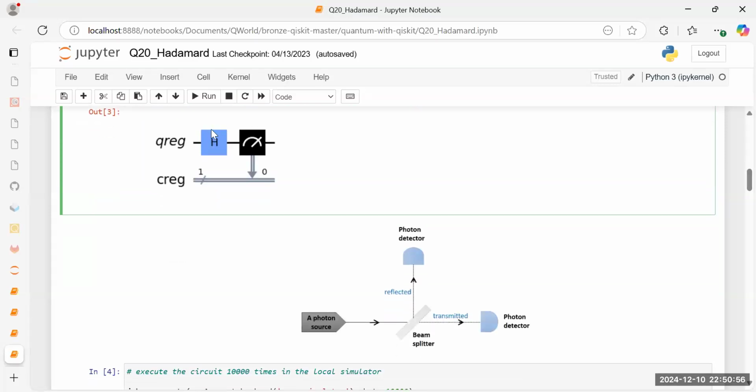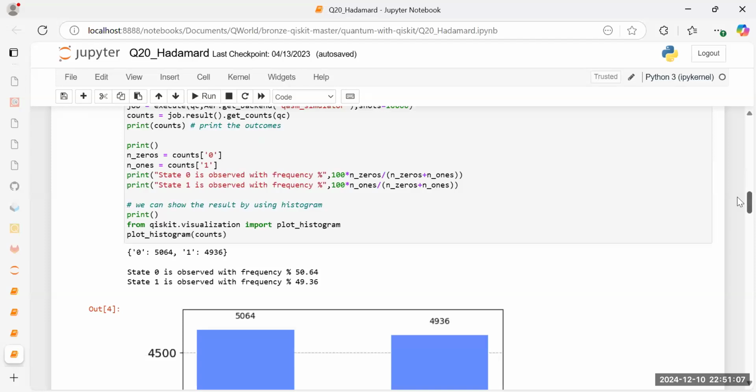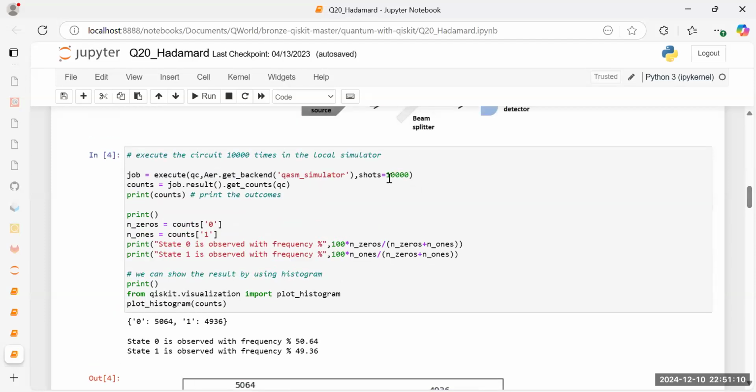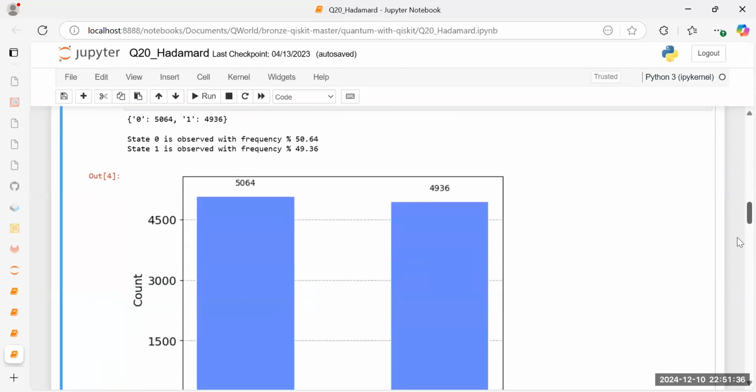So we said the H gate does something similar to what the beam splitter does. So we can think of the H gate as tossing a fair coin. And if we are to do that, here we set shots to 10,000. And when we checked our results, we ended up with 0 or head 5,064 times, and we ended up with tail or 1 with 4,936. So as you can see, it's quite close to 50% for each side.